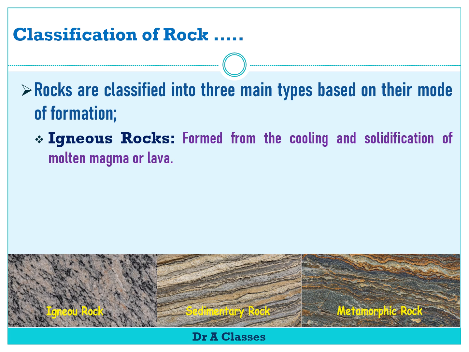If the cooling occurs beneath the Earth's surface, the rock is called intrusive igneous rock. If it happens on the surface after volcanic eruption, it is called extrusive igneous rock. Examples are granite and basalt.